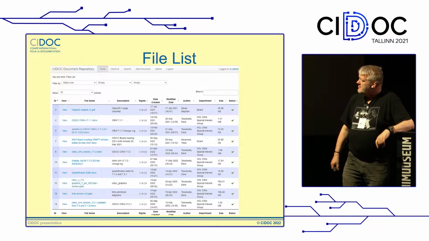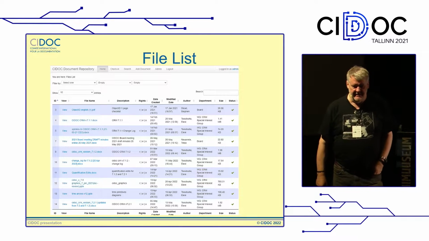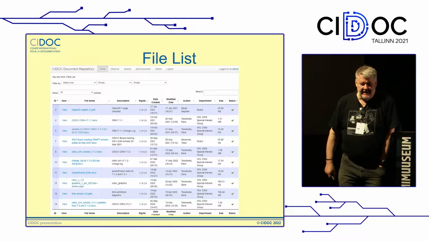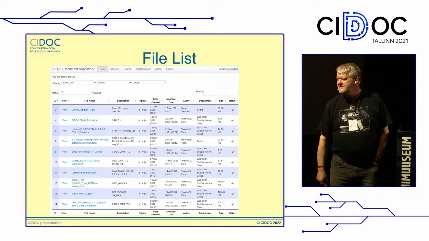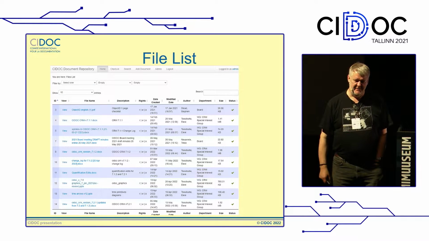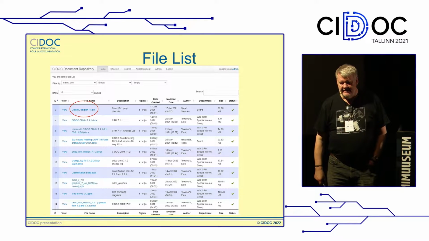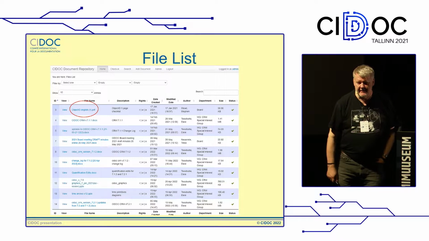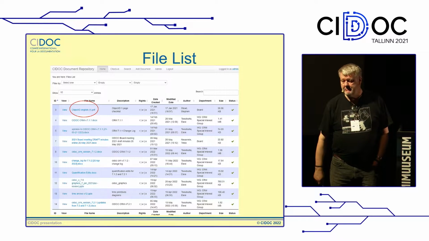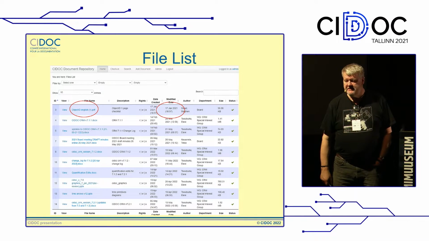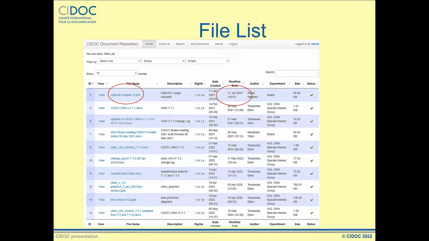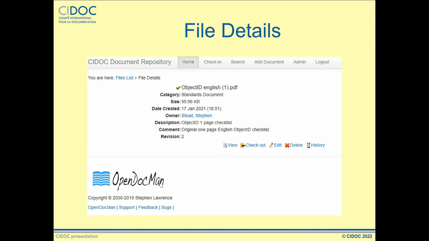Now, by a beautiful coincidence, the file that I've chosen to talk about is Object ID, the English version of Object ID. Trilcia will be proud of me. So you can see here that this is the file that we're going to play with. I'm going to click on that button in a moment, but what I want you to notice is the date of it being modified. So I click on the button for that file, and I get into the file details.